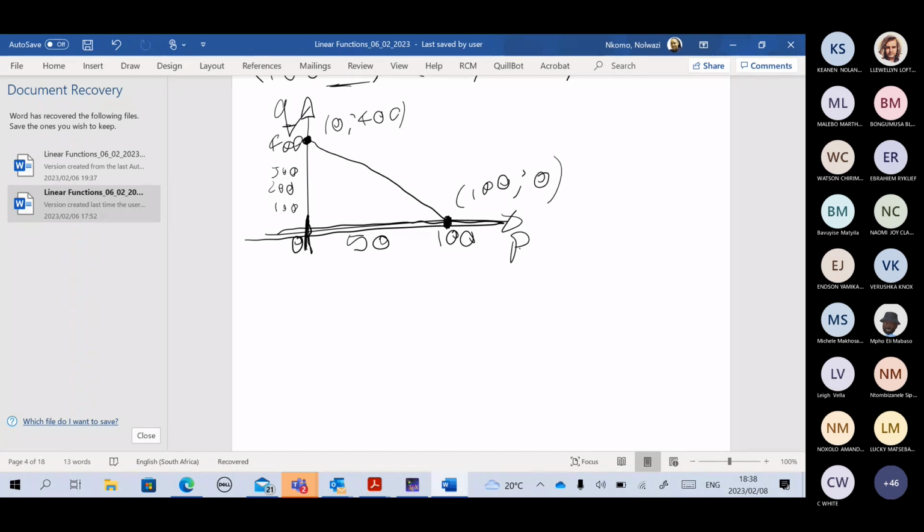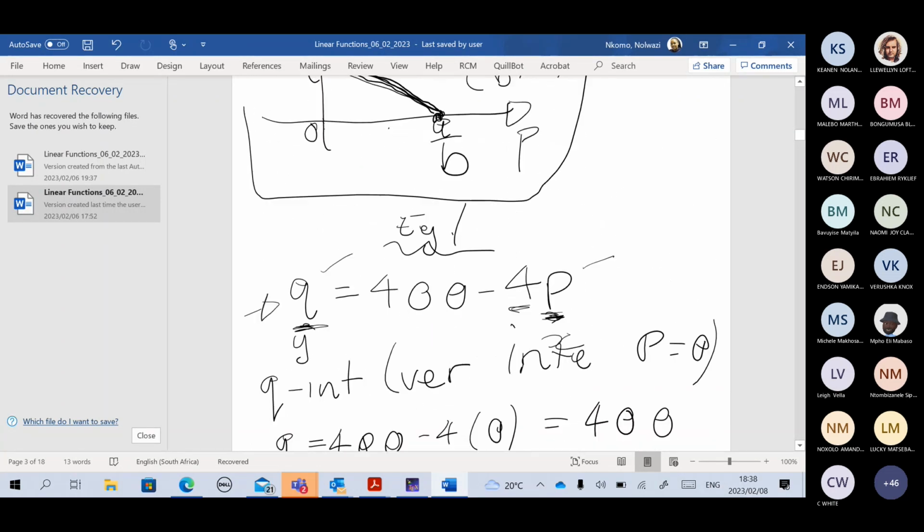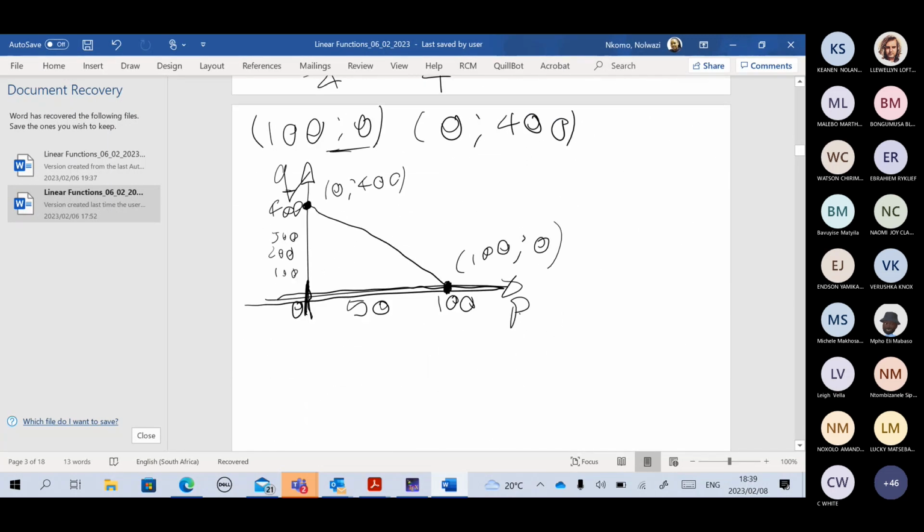Someone else might say it's still okay if you don't want to let P be 0 and then find Q, and let Q be 0 and then find P. Let's say you say, I want P to be 100 and then you solve for Q. And someone else says, I want Q to be 50 and then you solve for P. Those points will still give you the same shape. What matters here is the shape of the graph, if you got it correct. But you do need points, so your points might differ.